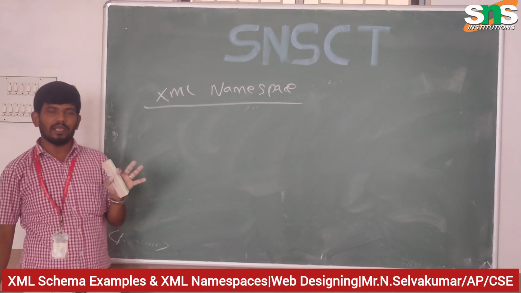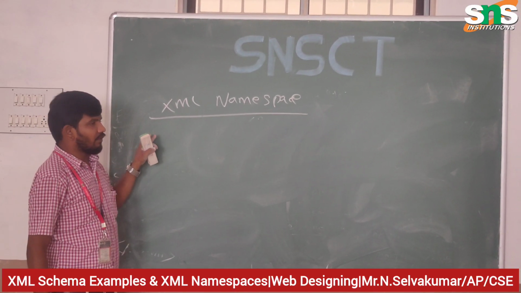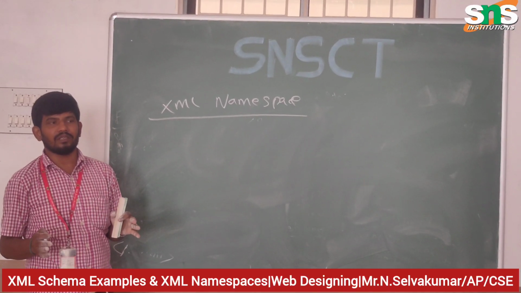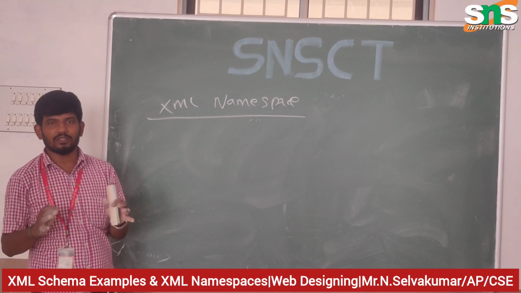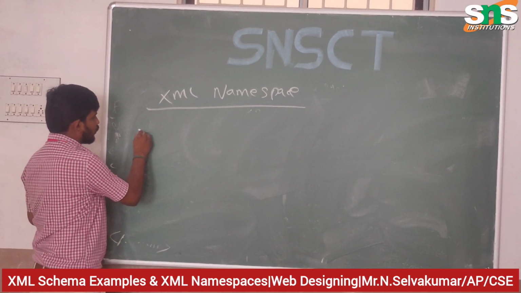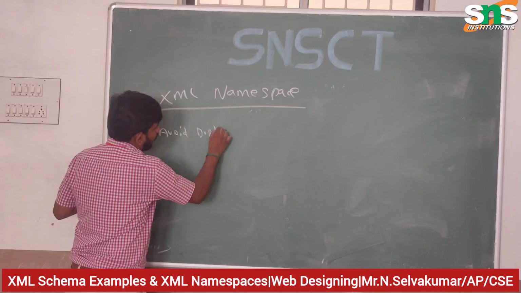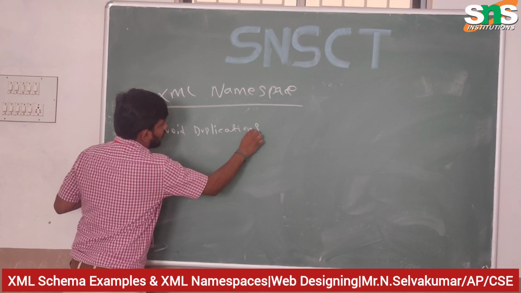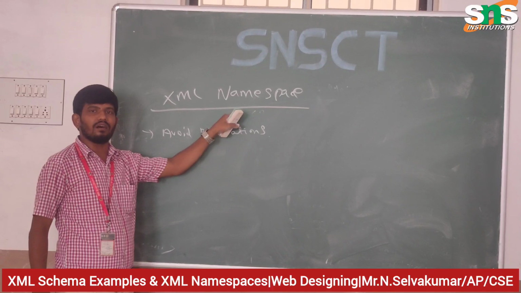It is simply about avoiding duplication. We have to list different XML documents at one time, so it avoids conflict. Conflict means duplication, so the namespace is useful to avoid duplications. In this XML namespace, we have a set of rules and a set of attributes.